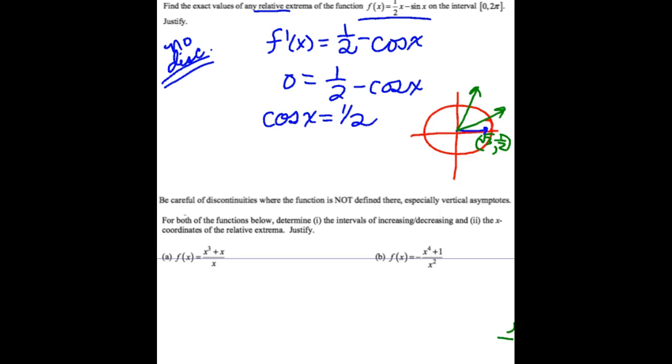Anyway, what would be one of the angles? Pi over 3. Now you go find the other one. I want you to be really good at finding the one that's down here in this quadrant, and then we'll talk about how you get that.